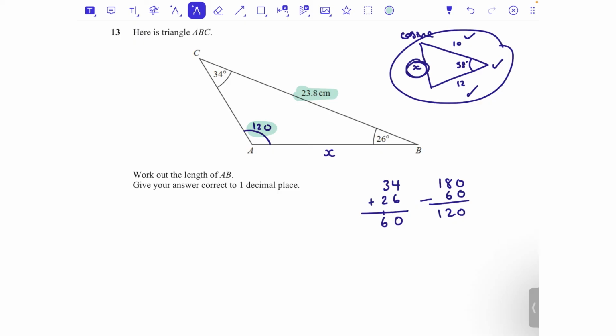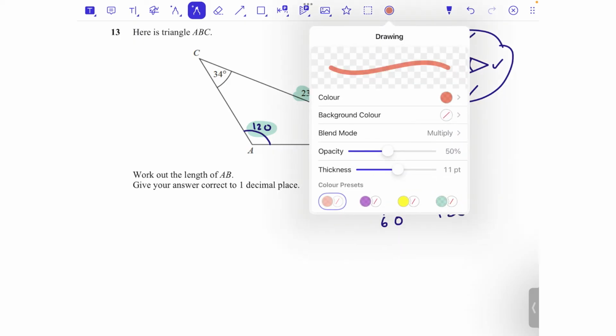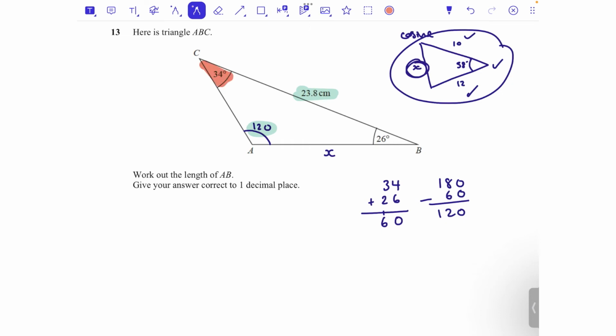And I then want to use 34, let's change colour here. I want to use 34 with the X. So I've got two different pairs. Your pairs are always opposite values. So the angle and the side opposite, the angle and the side opposite. Now, we want a side. So sides go on top. The sine rule can change.